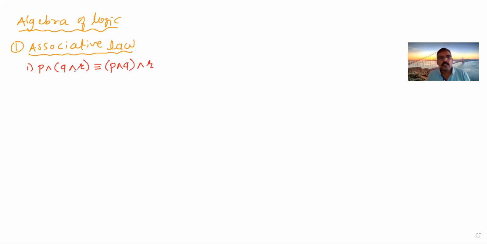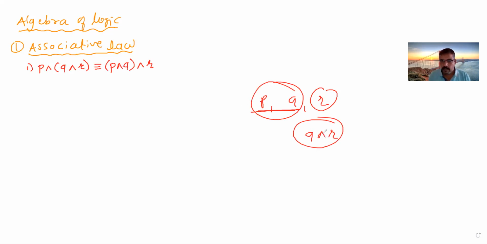It means that when we have three statements, P, Q, and R, you can take the ANDing of any two first and then the other. As in the LHS, Q and R we have taken first, the conjunction, and after getting the conjunction of these, we take the conjunction with P. The meaning of this is the same as if someone takes P and Q first and then R. Similarly, this law is true for OR also: P or (Q or R) is logically equivalent to (P or Q) or R.